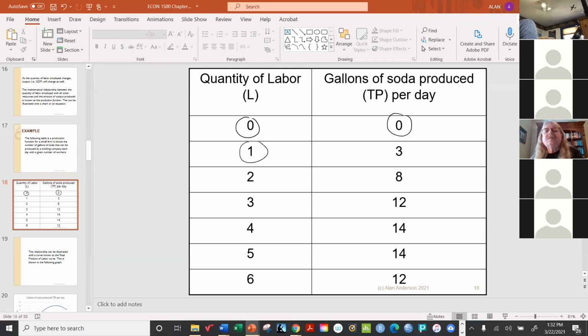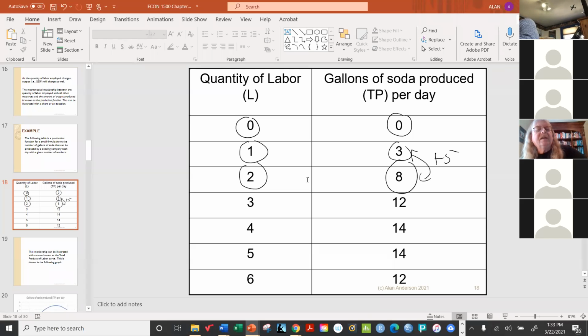Once the first person comes in the door, now we can start making the soda. And the first person working there generates 3 gallons a day. All right. Now here comes the second person and the output jumps up from 3 to 8. All of a sudden we gained 5 gallons. Now, how did this happen? You would think maybe it would double, but instead it more than doubled. What's going on here? How could this be?